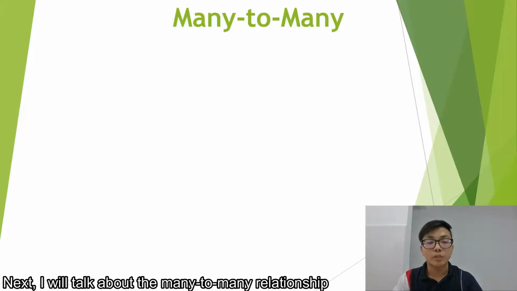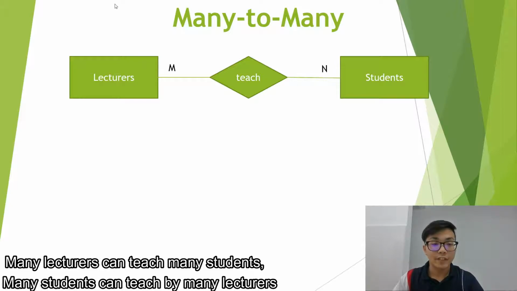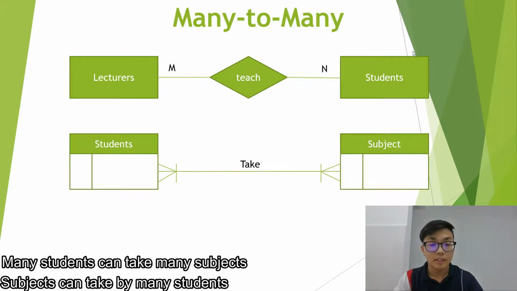Next, I am going to talk about the many-to-many relationship. The first example is many lecturers can teach many students, and many students can be taught by many lecturers. The second example is many students can take many subjects, and a subject can be taken by many students.